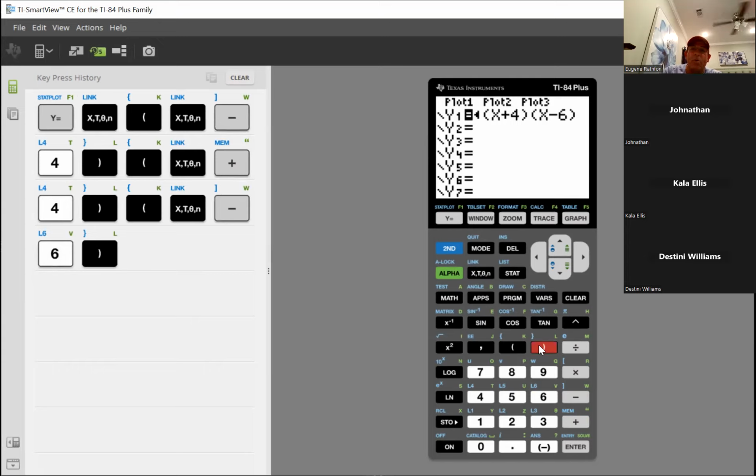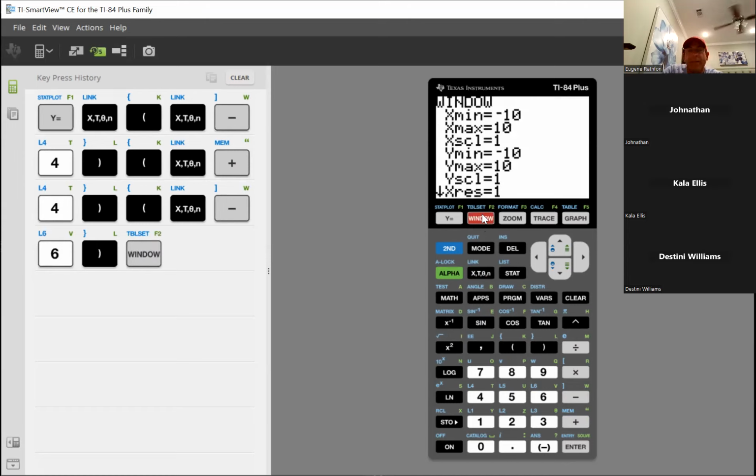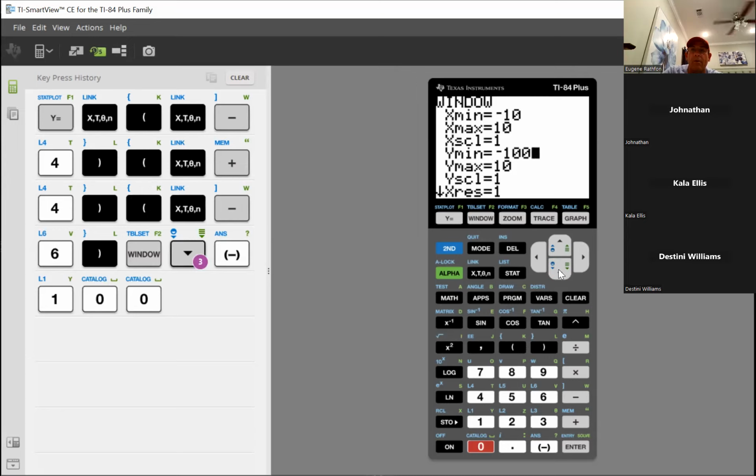Now to set that window, I'm going to push the window button that's right next to the y equals. Push that window. Now my x's are good. They're from -10 to 10. But arrow down to where it says y minimum. And y minimum, I want to be a -100. And then I'm going to arrow down to the y max and make that a +100.